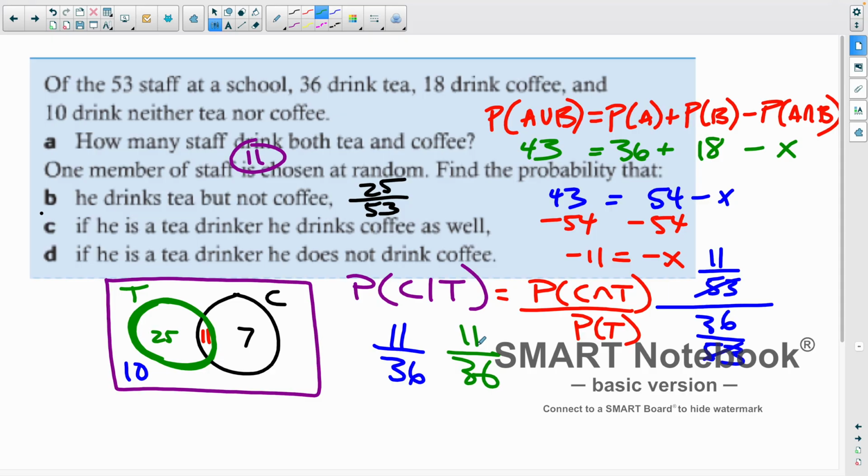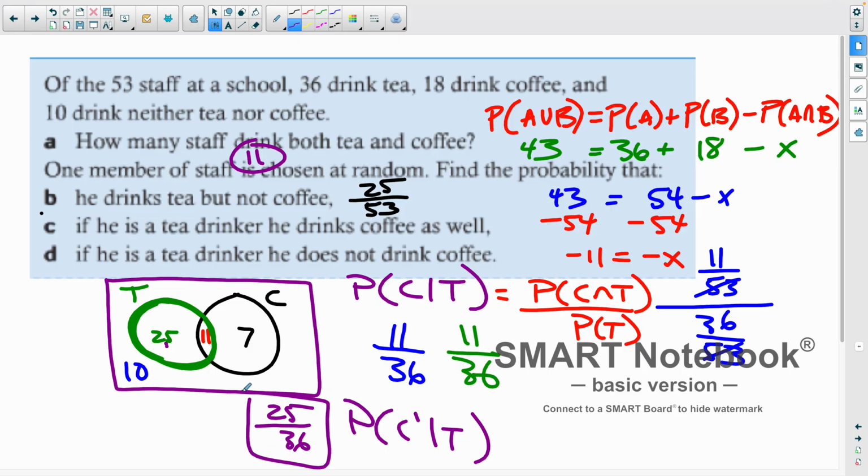Okay, let's do the last one here. What's the probability that I'm a tea drinker and I don't drink coffee? So given that I'm a tea drinker, I don't drink coffee. If you wrote that, you would say probability of not a coffee drinker given tea drinker. And so that would be those 25 out of the 36 in that circle. Okay? So I'd have that.